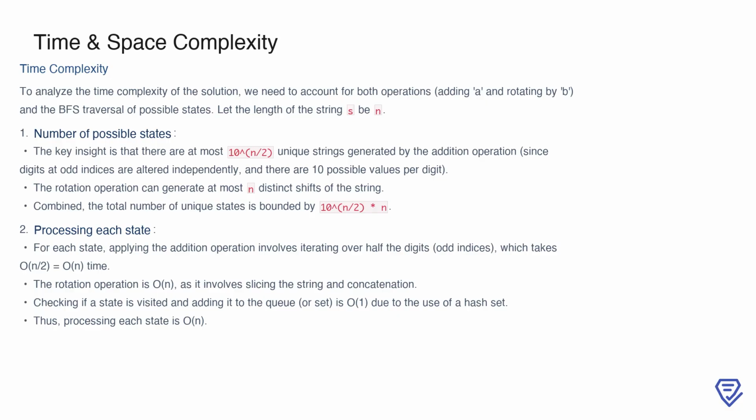Then, the rotation operation can produce up to n distinct shifts of the string. Combining these, the total number of unique states is bounded by 10^(n/2) multiplied by n. Now, for processing each state, the addition operation involves iterating over half the digits, which takes n time. Similarly, the rotation operation also takes n to execute. Checking and adding states to the visited set or queue is constant time, 1, due to the use of a hash set. Therefore, processing each state has an overall time complexity of n.